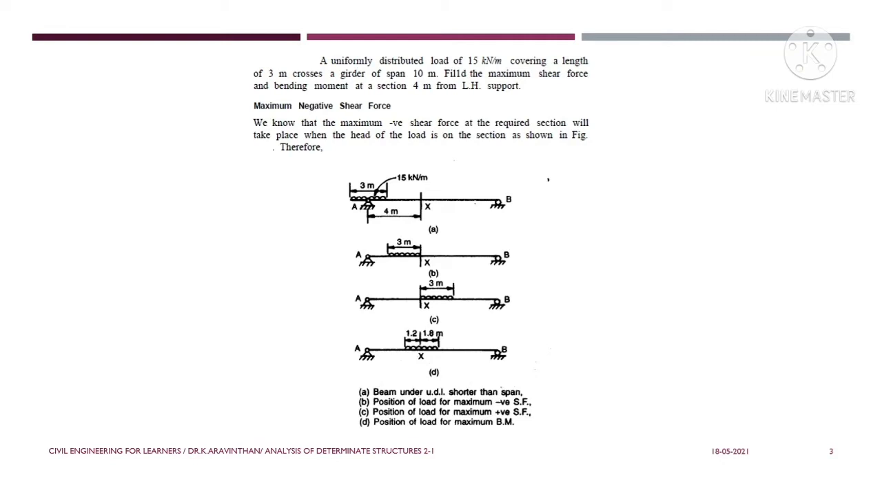The tank is supported on a chain of wheels. So in those cases you can assume, and IRC Class AA loading is being taken for a military tank. So that is why it is the highest case of load. Let us assume this in our problem, and the load is less here when compared to a military tank. Even though it is an assumption, it is good to understand. Covering a length of 3 meter, it crosses a girder of span 10 meter.